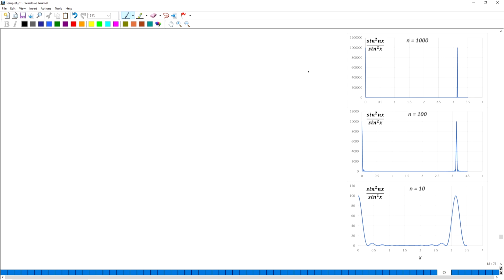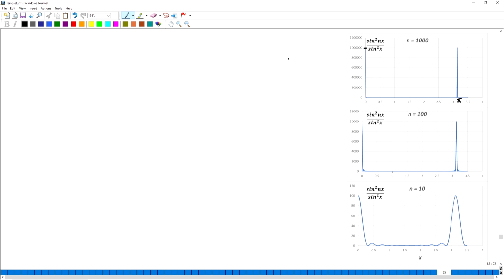So, if we look at this function sin square nx upon sin square x, and this is plotted for different values of n, and remember this n is nothing but going to be the number of atoms or number of scattering centers. So, for n is equal to 1000, as you can see the function is just about 0 everywhere else except at some specific values. So, at 0 there is a peak, and this is actually pi there is a peak, and so on. At 2 pi also there will be another peak, but between 0 and pi this function is more or less 0.